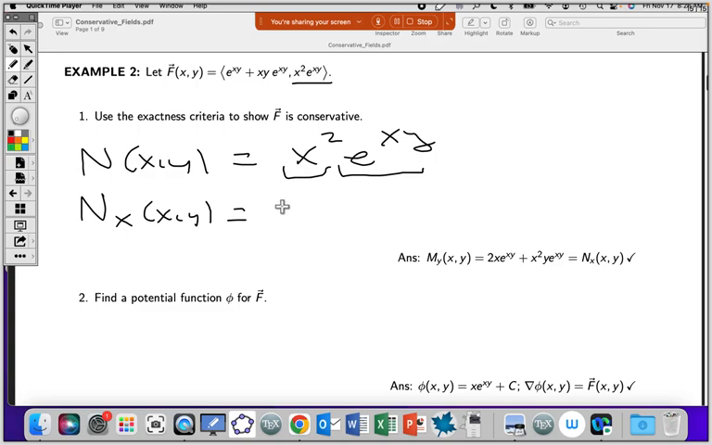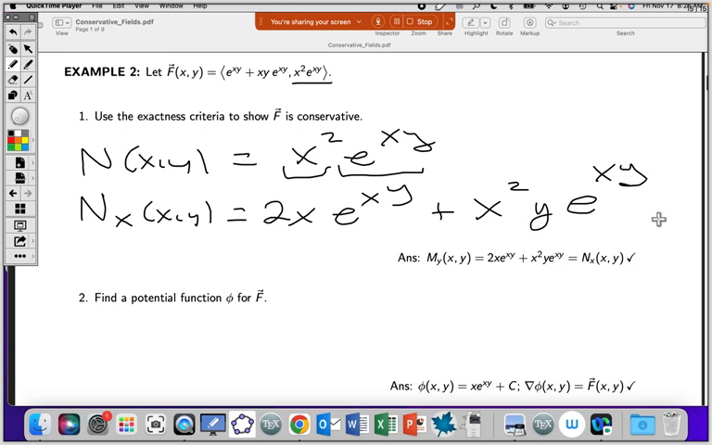That's your product again. So the derivative of the first factor with respect to x is 2x times the second, plus x squared. The derivative of e to the xy with respect to x would be e to the xy times the derivative of xy with respect to x, which gives me my y. And sure enough, My equals Nx, which means the field is conservative.